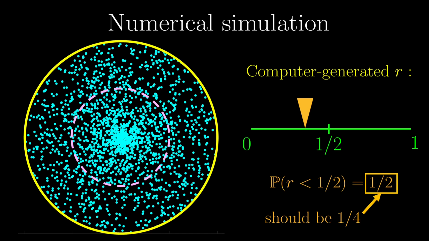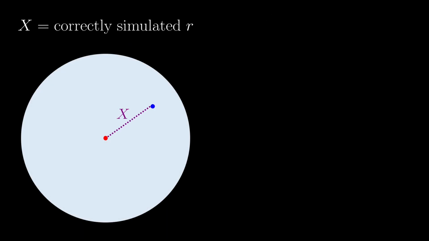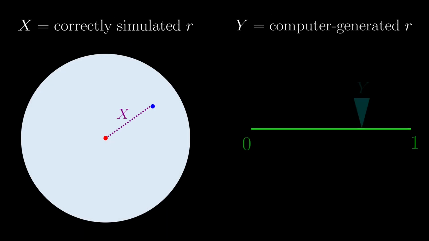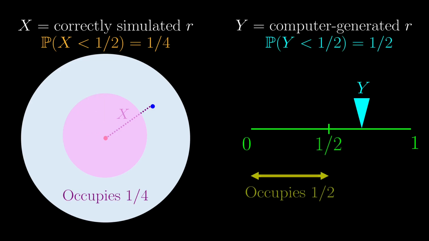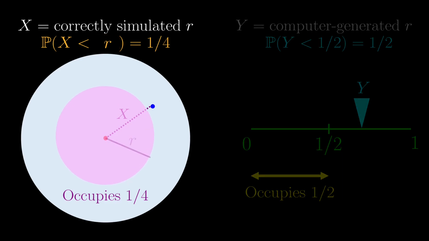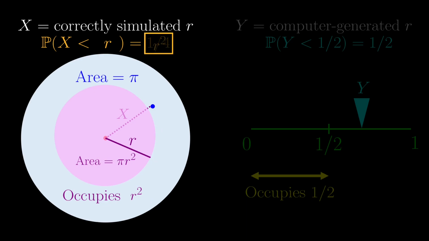But how do we address this discrepancy? Let's denote x as the value of r if we simulate it correctly, and y as the value of r generated by the computer. As discussed before, the probability that x is less than 1/2 is a quarter, and that y is less than 1/2 is 1/2. More generally, the probability that x is less than r is the area of this inner disk pi r squared divided by that of the whole disk pi, so the probability of x less than r is r squared.